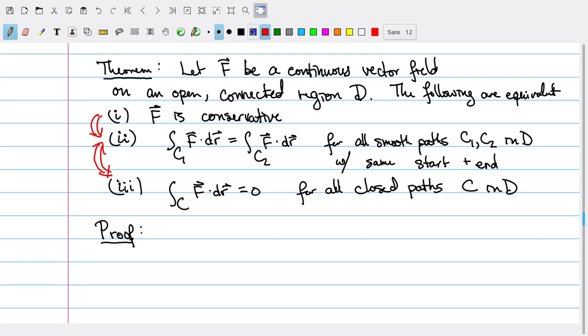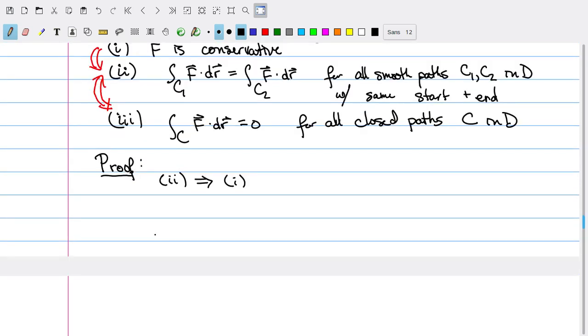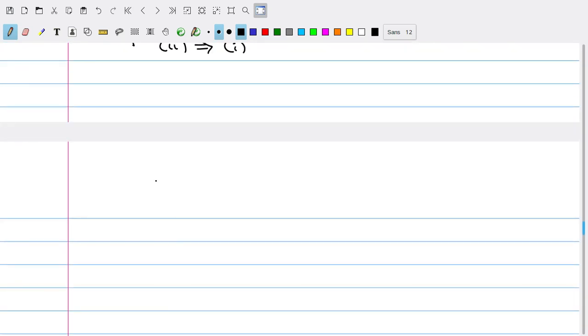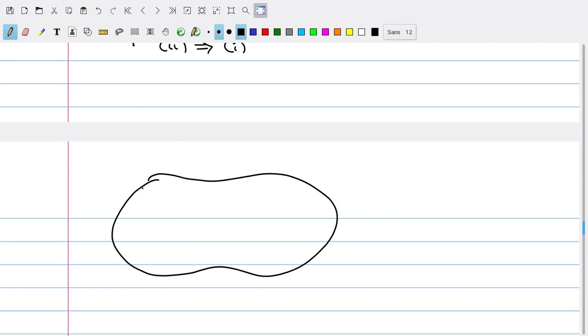So the only thing that we're left to show here is that 2 implies 1. That is, I want to show that if I've got a vector field which is independent of path, that it has to be the gradient of some function. To do this, I'm going to think about my domain as being some sort of set here, D, and I'm going to pick a starting point P in here.